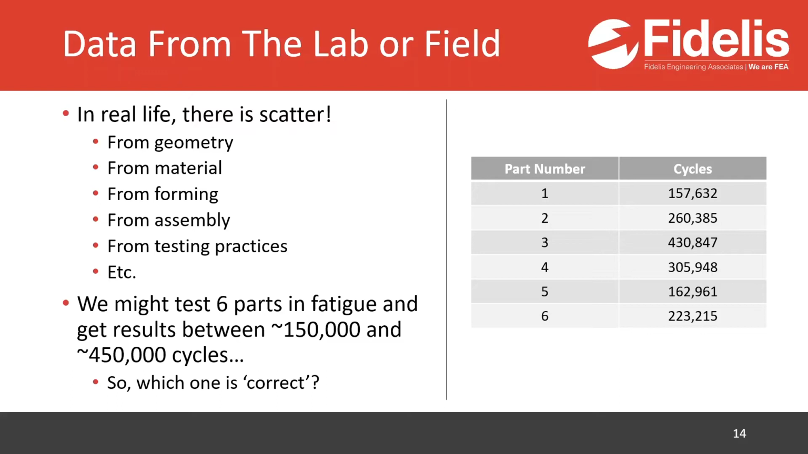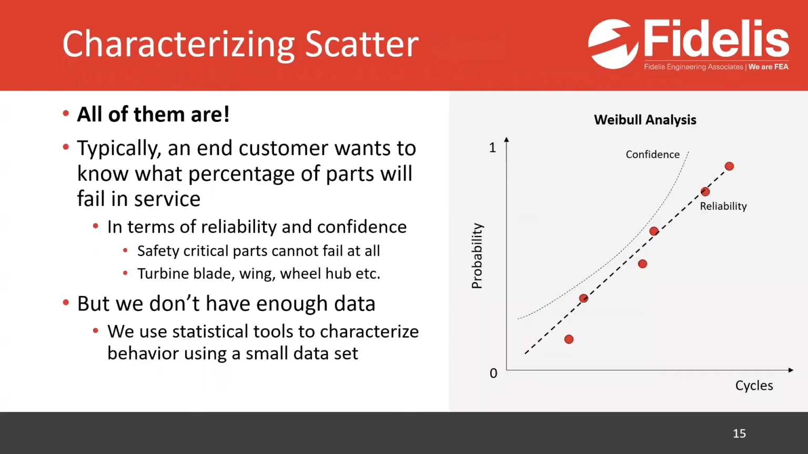So we might have 6 parts here in fatigue, and we're getting results anywhere between 150,000 cycles and almost 450,000 cycles. The question is, which one of these answers is the correct answer? And the answer is all of them are, right? They all actually happened in our real components. And so now we're looking a little bit silly over in the CAE department when we gave this single answer.